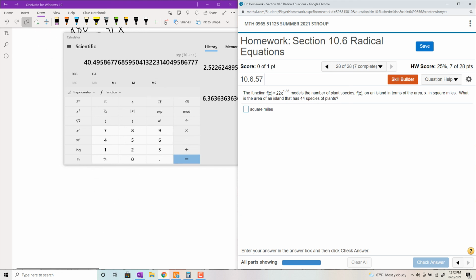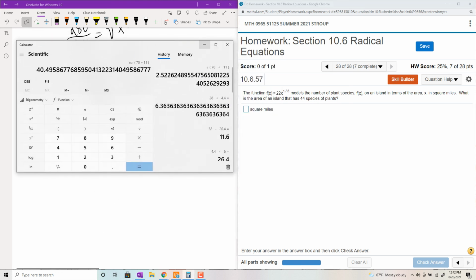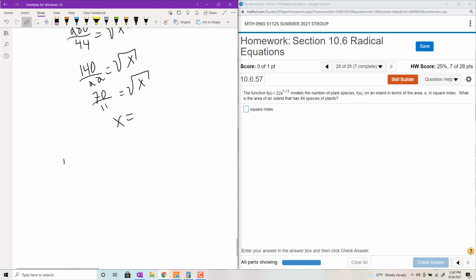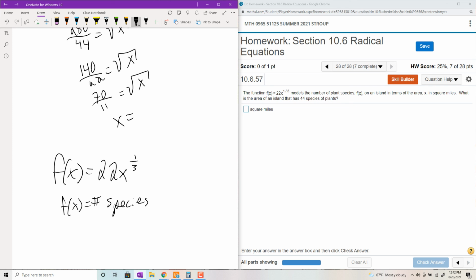Another story problem about plants, apparently. f of x equals 22x to the 1/3 models the number of plant species, f of x, the number of species of plants on an island in terms of x, which is the area of the island.